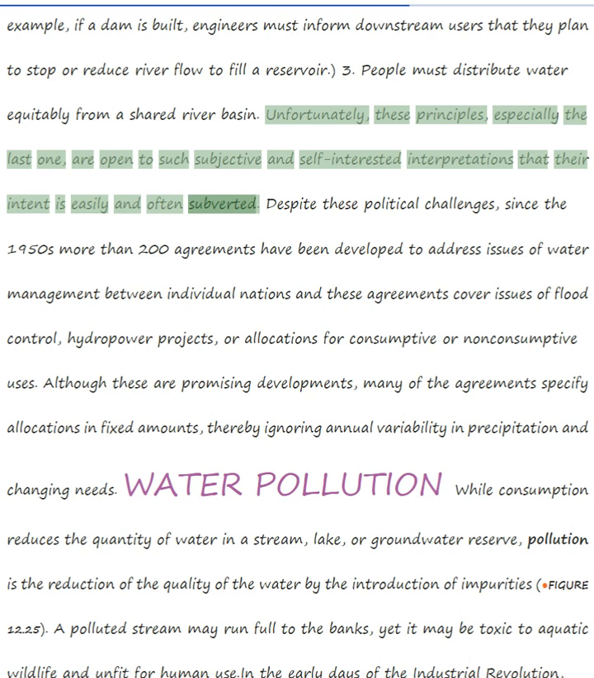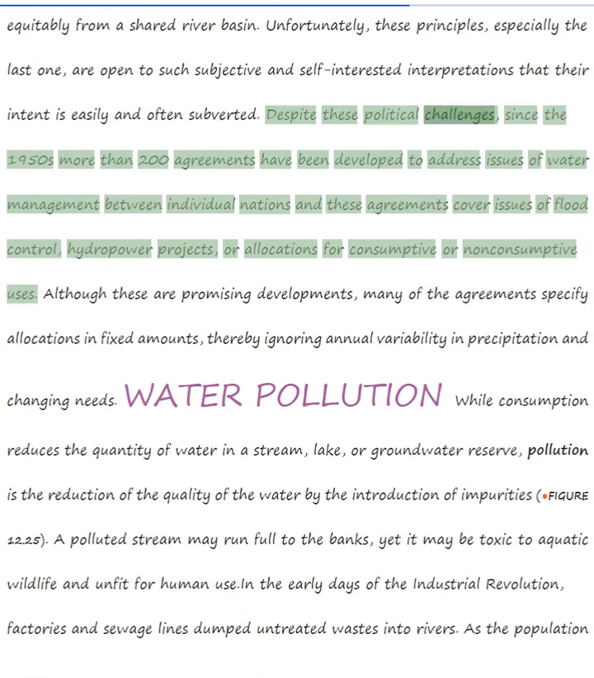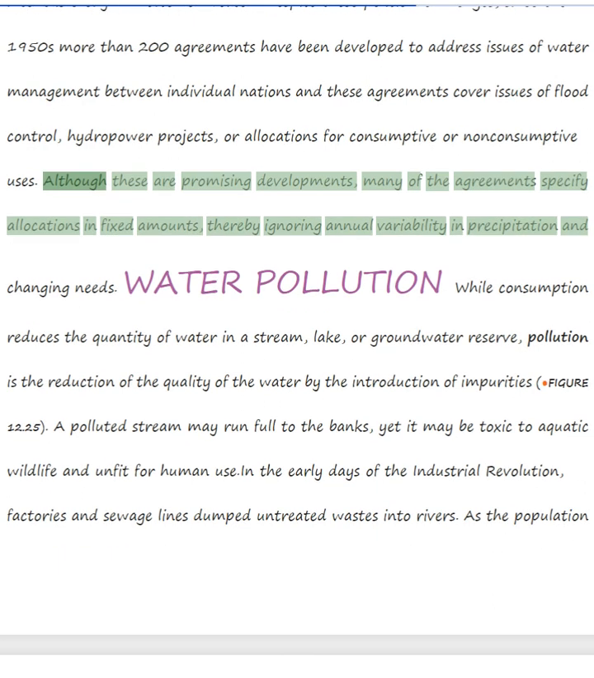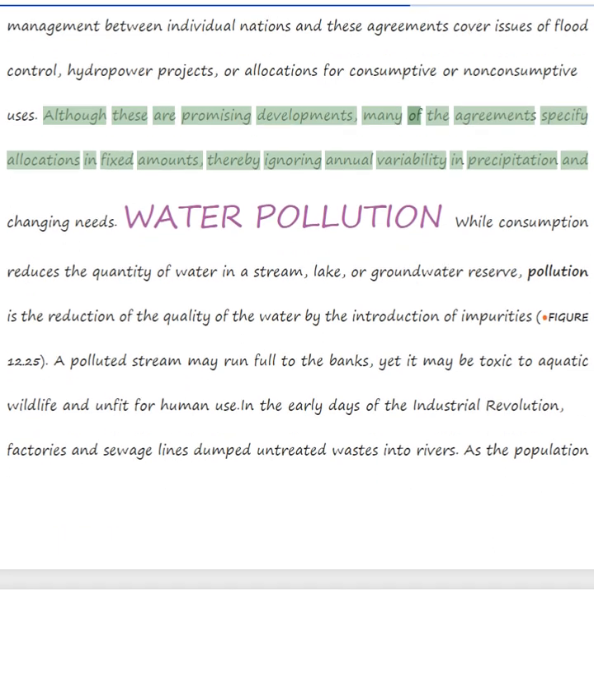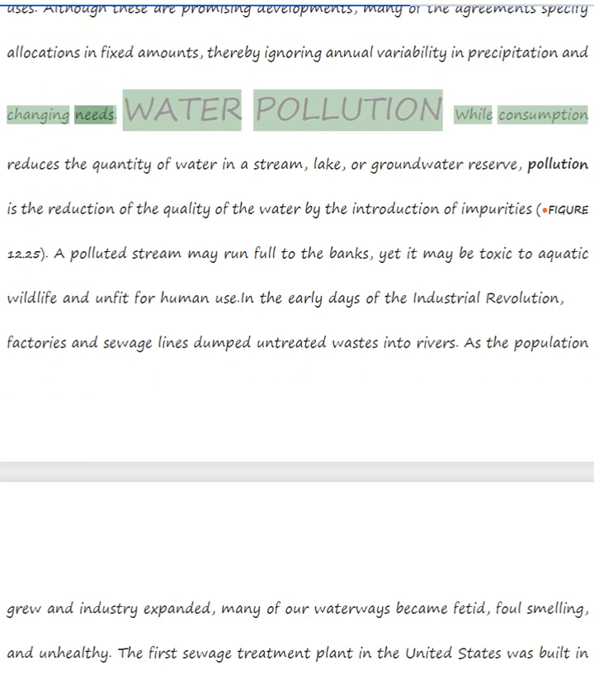and often subverted. Despite these political challenges, since the 1950s more than 200 agreements have been developed to address issues of water management between individual nations, and these agreements cover issues of flood control, hydropower projects, or allocations for consumptive or non-consumptive uses. Although these are promising developments, many of the agreements specify allocations in fixed amounts, thereby ignoring annual variability in precipitation and changing needs.